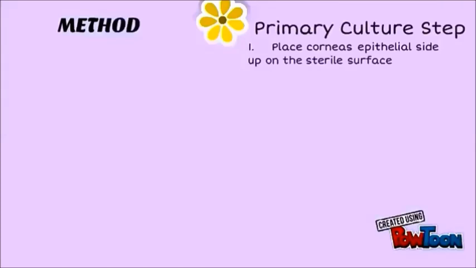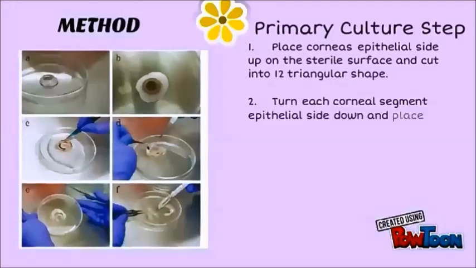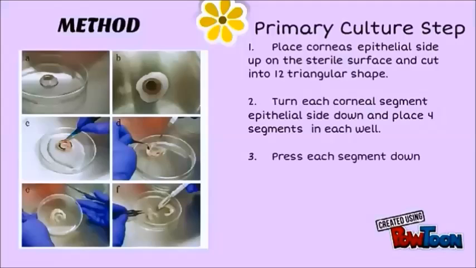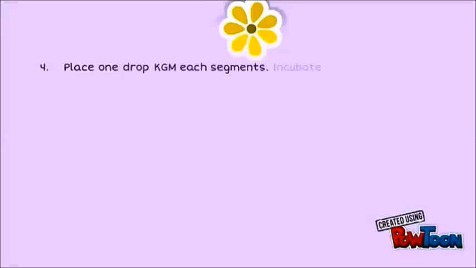For the procedure, primary culture step: place corneal epithelial cell up to the circular surface and cut into 20 regular sheets. Turn each corneal segment epithelial side down and place 4 segments in each well. Press each segment down gently to ensure good contact between tissue and culture surface. Allow tissue to dry for 20 minutes. Place a drop of KGM on each segment.